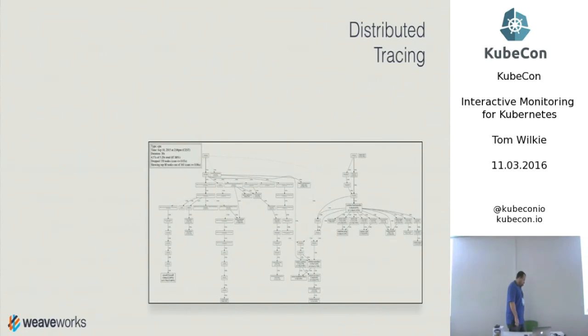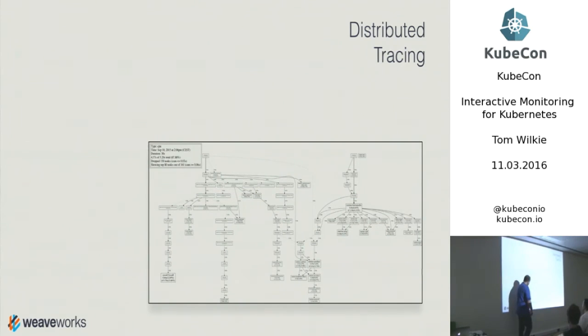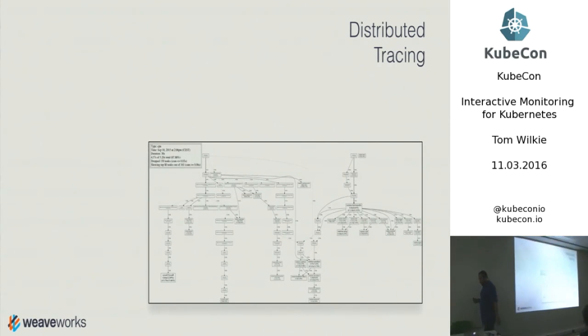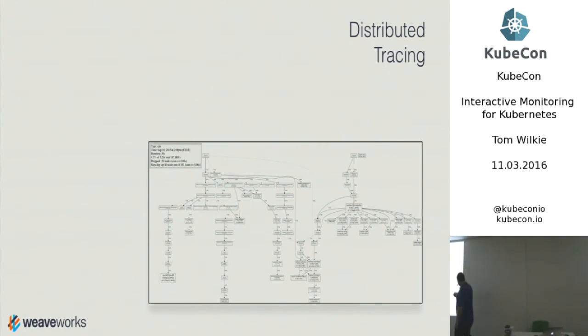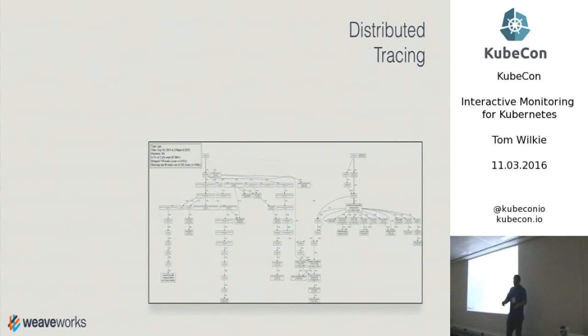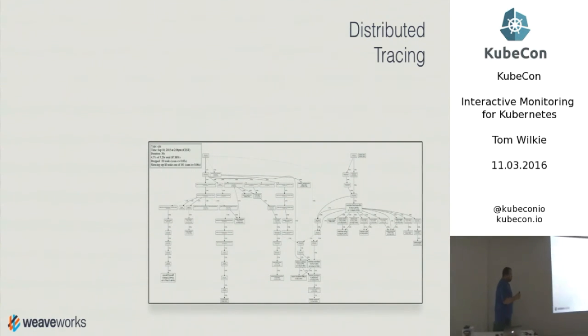So what is distributed tracing? Everyone's familiar with this, I hope. This is a Go pprof PDF of the profiler. And this is really useful when you've got a single binary or a single process. You can see where time is being spent. You can see if it's the GC or whatever it is that's causing the problems, and you can go and fix that. But when you move into the world of a microservice distributed application, this is not enough.